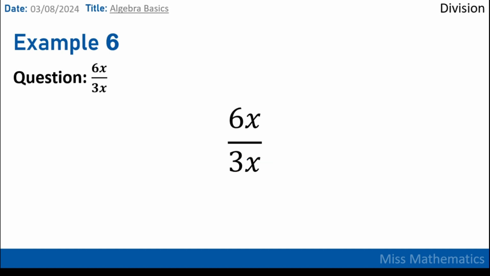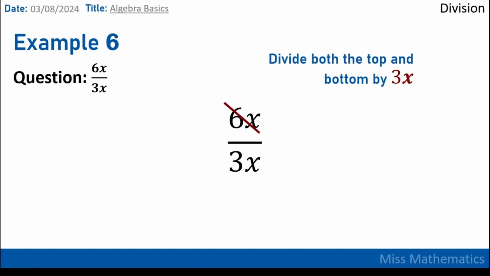Example 6, 6x divided by 3x. In this example you can divide both the top and the bottom by 3x. So 6x divided by 3x is 2, because the x's cancel out, and 6 divided by 3 is 2, and 3x divided by 3x is 1. Therefore 2 divided by 1 is 2.